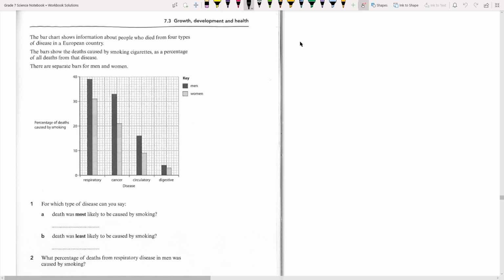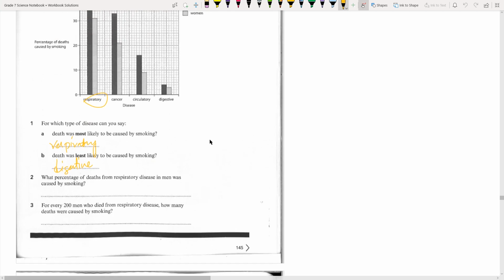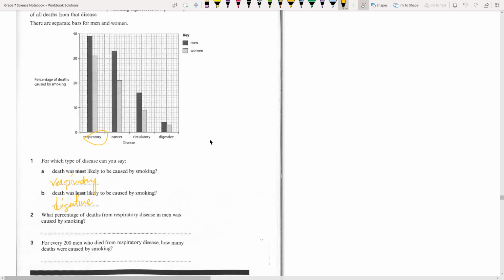Since we're talking about smoking, that means the pulmonary system or the respiratory system is involved. So we can say respiratory, right? And least is digestive. Reason being, it does impact the digestion system, but not to a lethal level. What percentage of deaths from respiratory disease in men was caused by smoking? So, we can read this. This is 39, right?